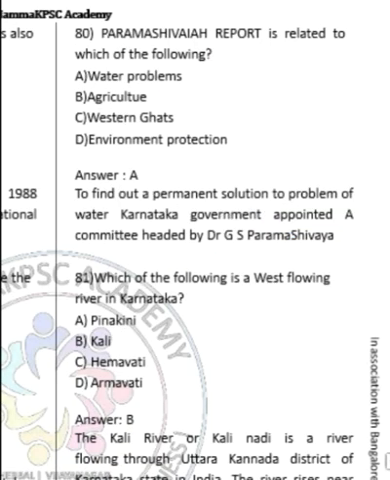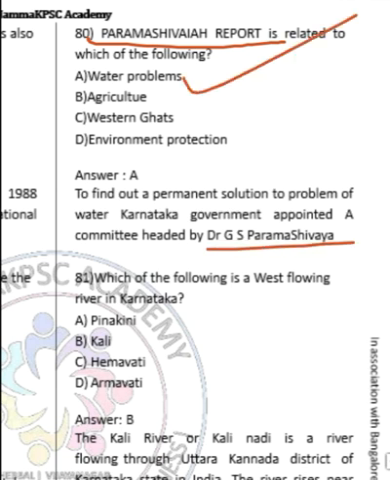Moving ahead to question number 80, it is related to the Paramashivaya report. The question is asking, the Paramashivaya committee report is related to which of the following? So in the year 2013, to find out permanent solutions to the water problems of Karnataka, various places in Karnataka, the then government appointed a committee to find out a permanent solution to problems of water, which was headed by Dr. G.S. Paramashivaya. So here the answer is option A, water problems.